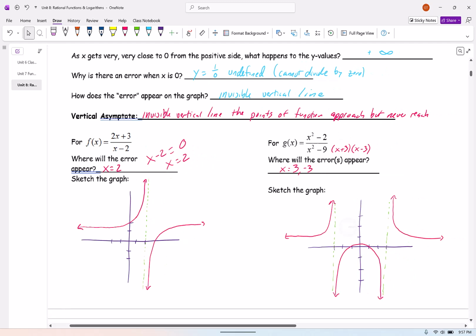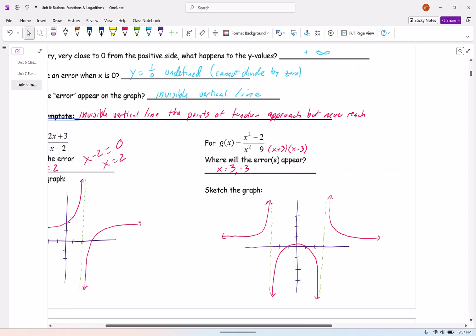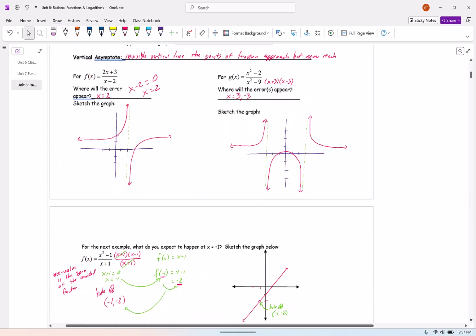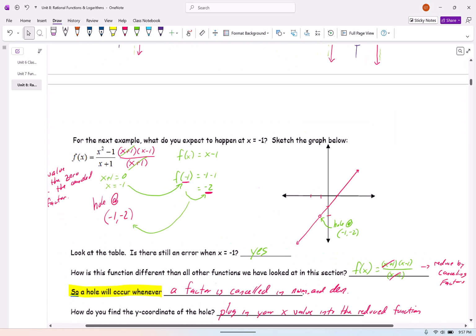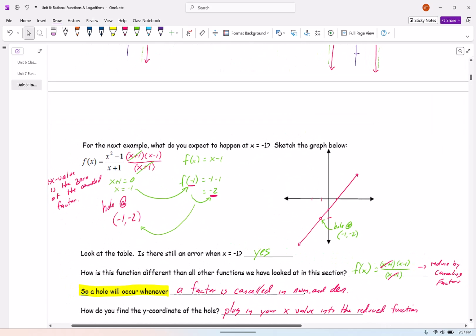We see also on this other one, we have a difference of perfect squares, x squared minus 9. We can factor that out and see that the 0 values would be x equals 3 and x equals negative 3. And that is actually going to be the identity of both of our vertical asymptotes, you can see by the dotted green line.